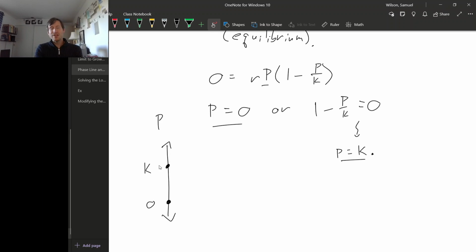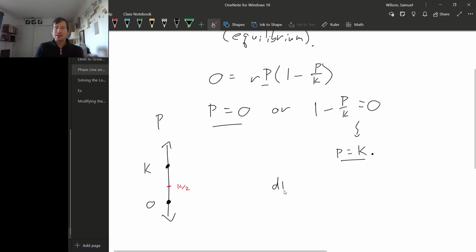And what we can do to get a general understanding of what solutions look like is decorate this p-axis with arrows indicating which direction solutions move. For example, suppose a solution starts here. This is bigger than 0 but less than k. Maybe say it's k over 2. That's between k and 0.